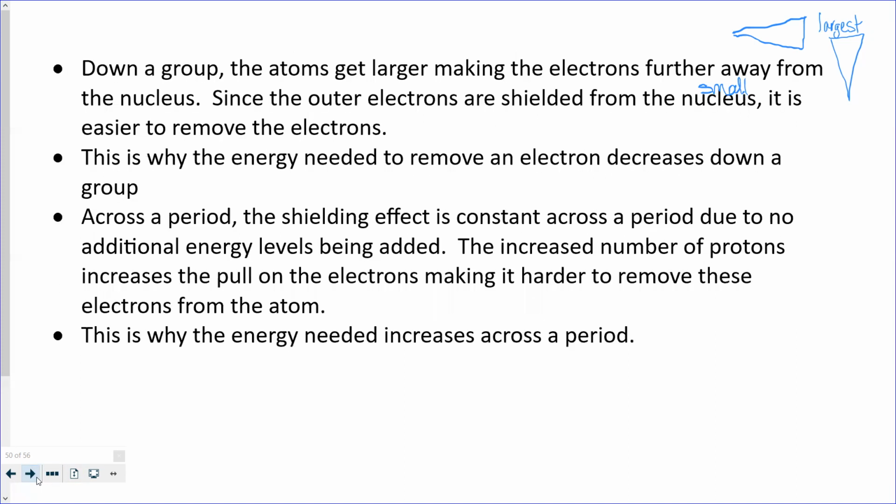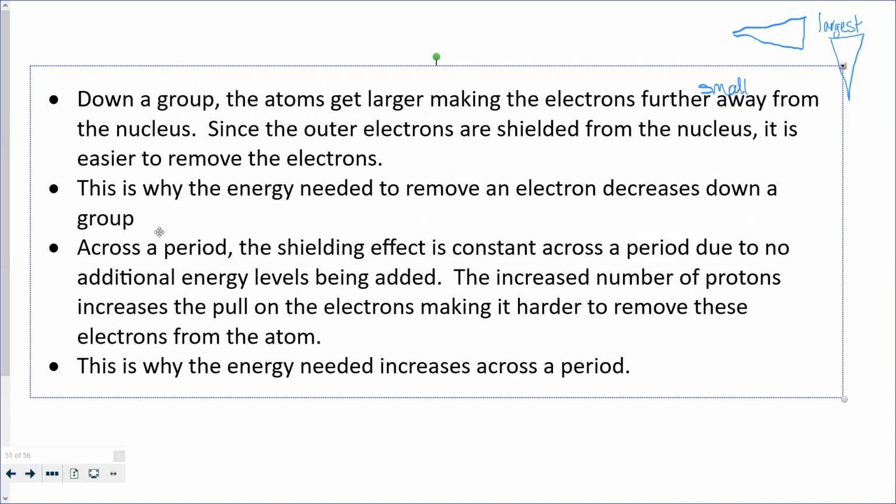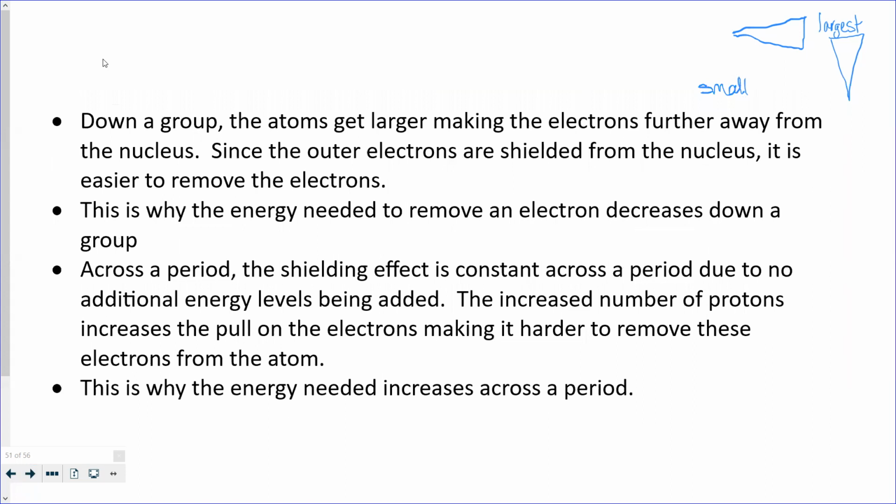So the actual trend for ionization energy, and I'm going to try to move this down a little bit, that way we can still have our trend there. So going down a group, we said that ionization energy decreases. The atoms are larger going down a group, making those electrons further away from the nucleus. And since those outer electrons are shielded from the nucleus, it's easier to remove those electrons. So the outermost electrons, when they're further away, are easier to pick off. So this is why the energy needed to remove an electron decreases down a group.